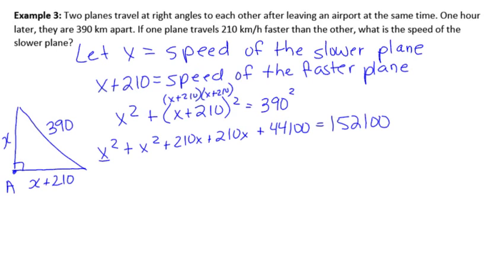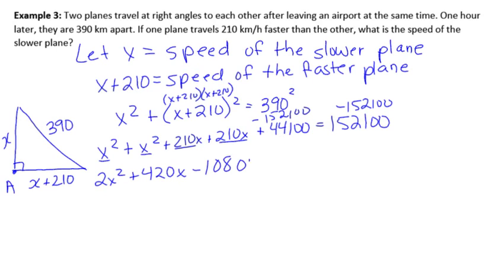Combining like terms, x squared plus x squared is 2x squared, plus 210x plus 210x is 420x. And then we'll subtract this to the other side and combine that with the 44,100, we get minus 108,000 equals 0. So now we can factor this.